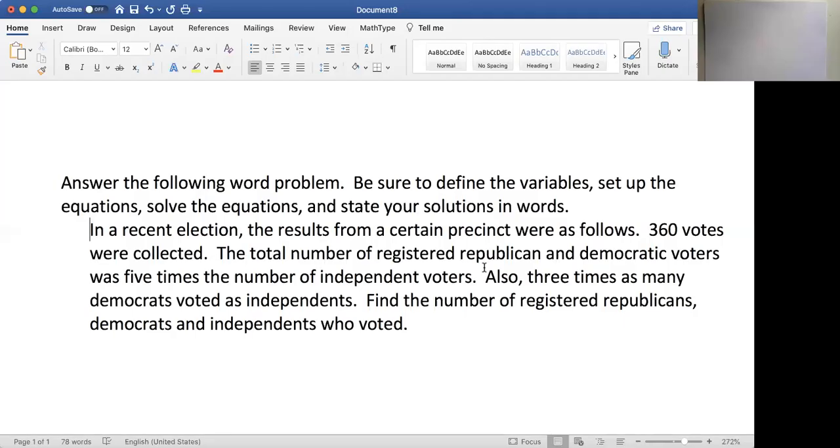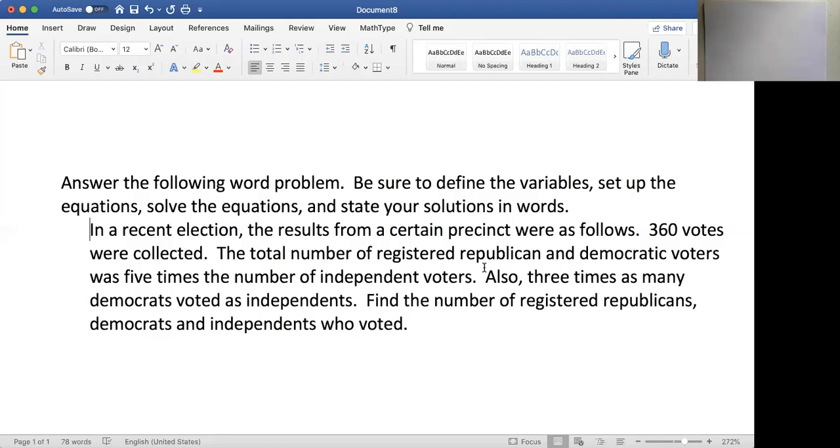Okay, this question asks us to answer the word problem. We must define the variables, set up the equations, solve the equations, and state the solution in words. So let's first try to define the variables we're interested in.